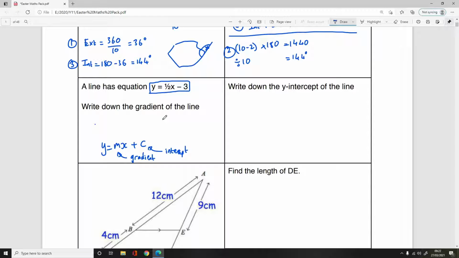The gradient of the line is a half, because there's a half in front of the x. The y-intercept of the line is minus 3. Now if you want to write that as a coordinate, which it doesn't want, but just in case it did, it would be 0, minus 3. Our line looks something like this, going through the y-axis at minus 3 and going generally upwards.